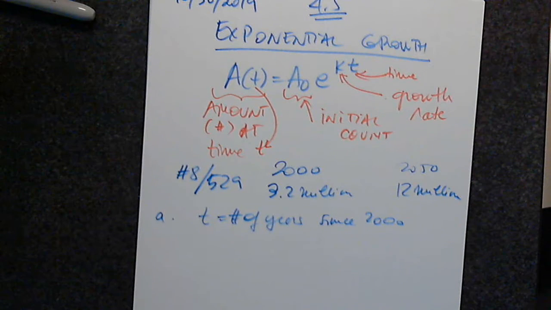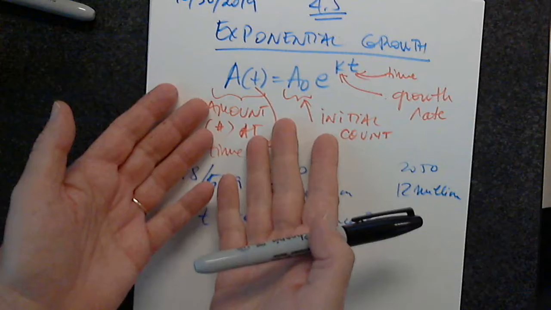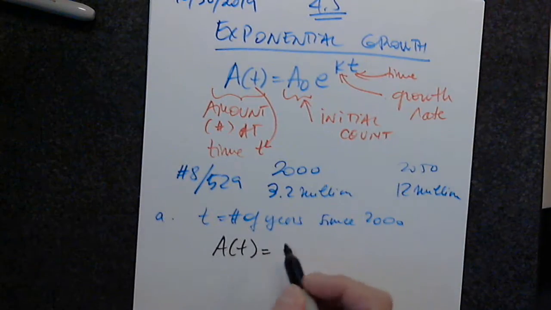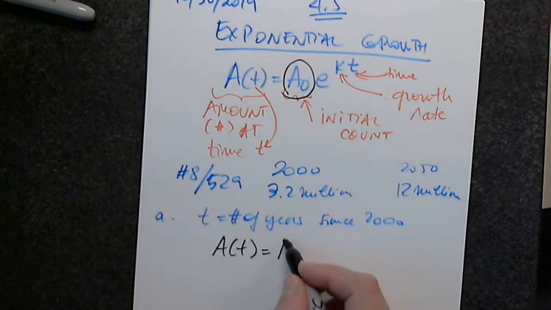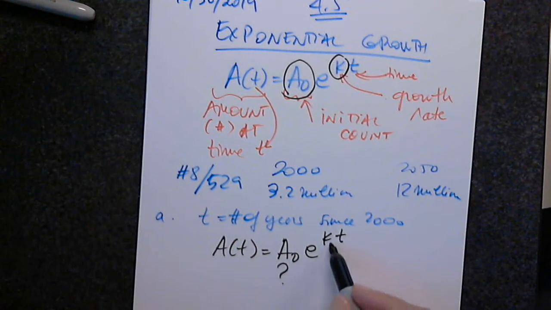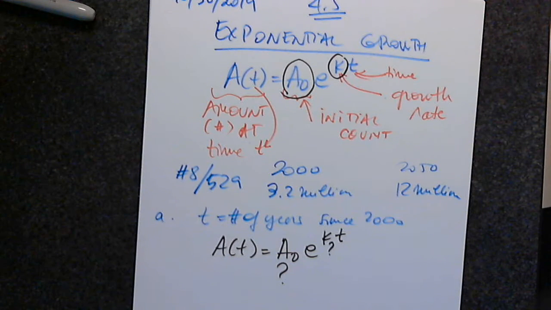We're asked to find the model. T is the number of years since 2000, and we're asked to find the model. Which model? This model. So this is the function. This is what I don't have, and this is what I don't have. These are my variables. It's a function of t. A sub 0 is the initial value. It's a number, I have to determine it. K is the growth rate. It's a number, I have to determine it. Everything else is fine.